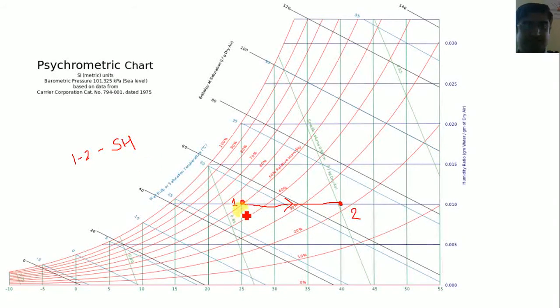So in the case of sensible heating, you can see the value of dry bulb temperature gets increased from 25 to 40 degrees, for example. And the value of the humidity ratio, or the specific humidity, in the case of sensible heating remains constant. So there will be no change in the value of specific humidity.